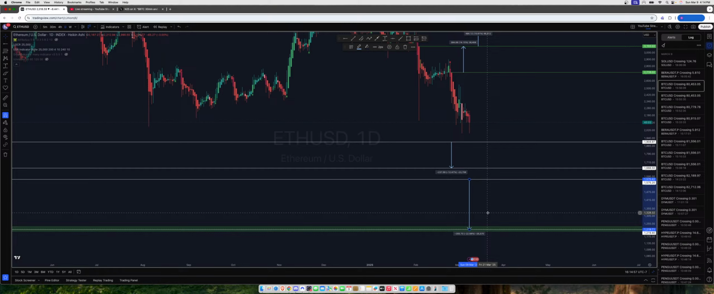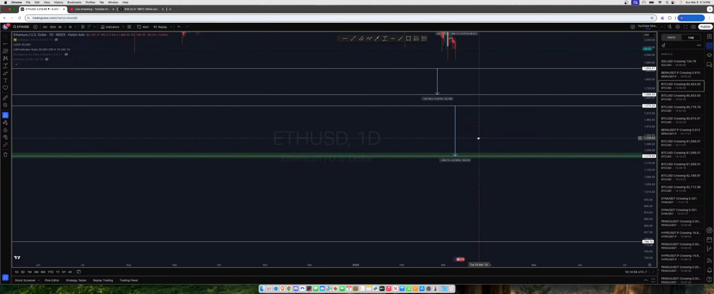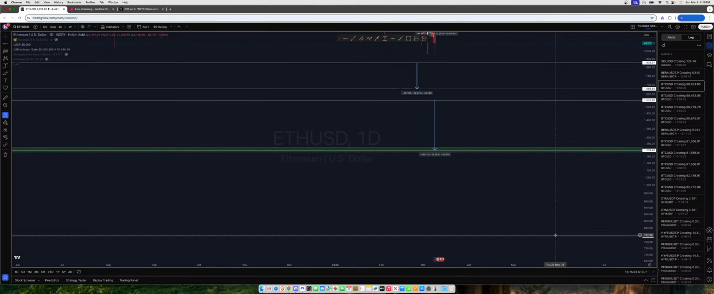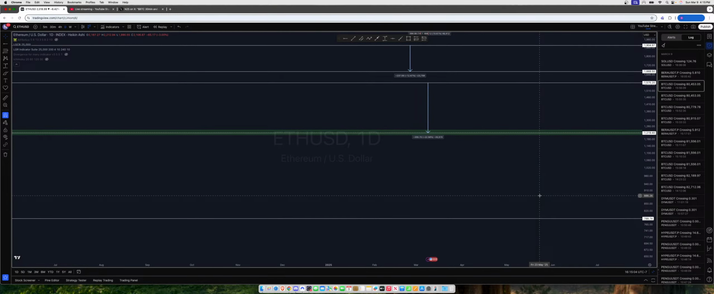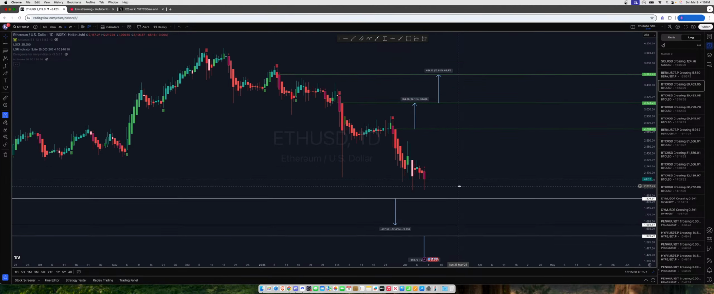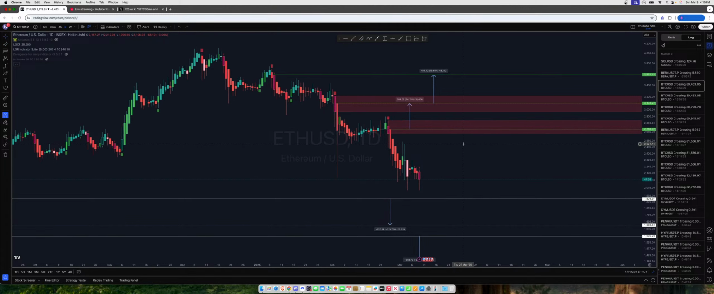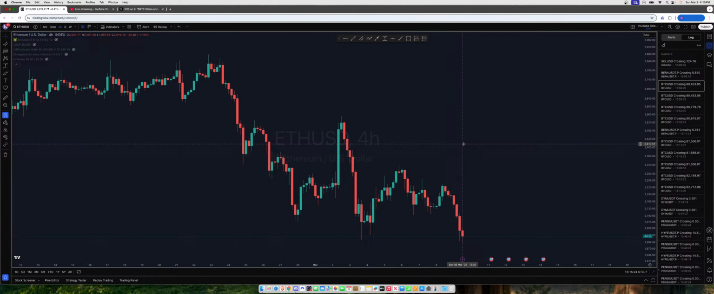And this is where daily support is. And if we do come all the way down, make new lows, here's the daily LG. Here's your resistance on daily time frame as well. There's two major ones right here. We're going to leave this for the stream for future use as well. Let's go down to the 4 hour.